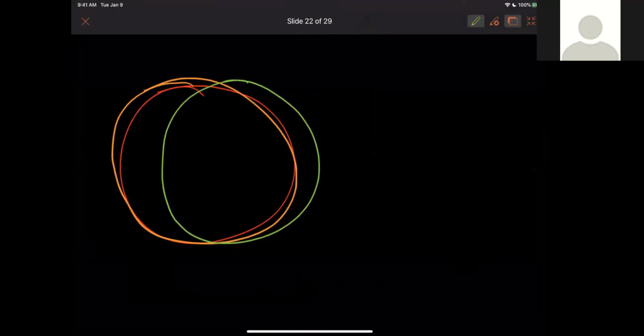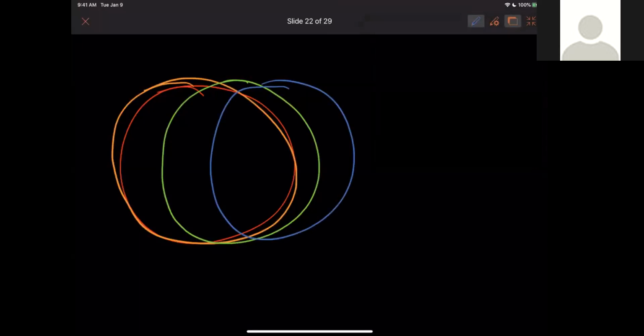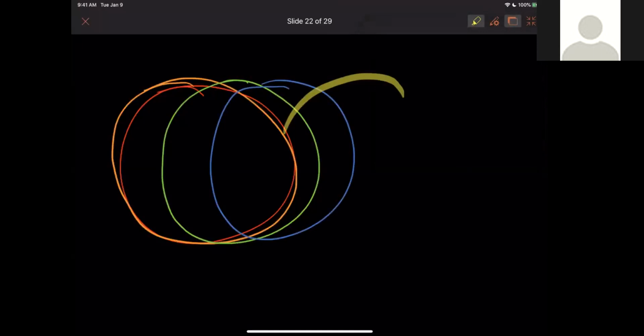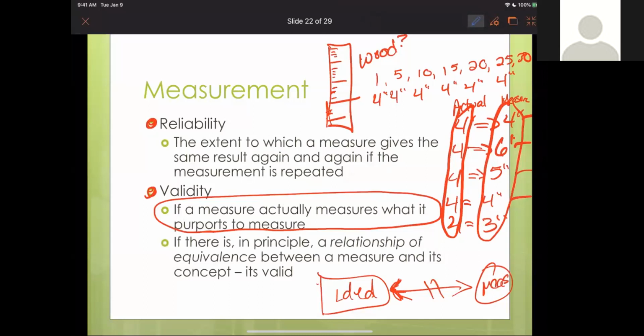One way you can also think about this is, if this is the perfect idea, in orange we might have really good measurement, and in green we might have not so good measurement, and in blue really not so good measurement, and in yellow we have only a little bit of measurement there. We've got better because we have, in the blue, and so on and so forth.